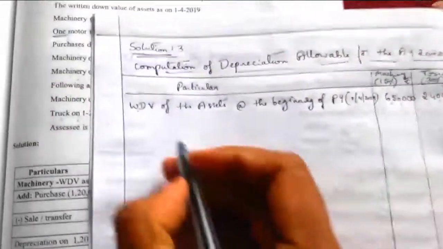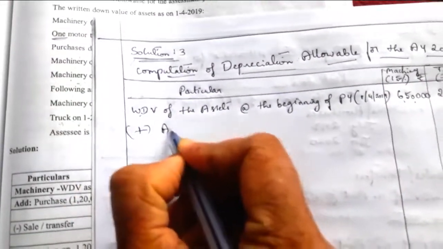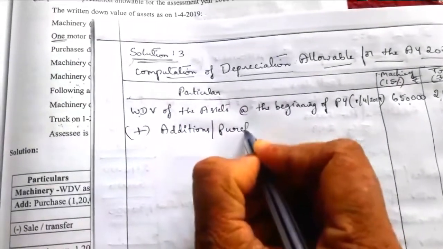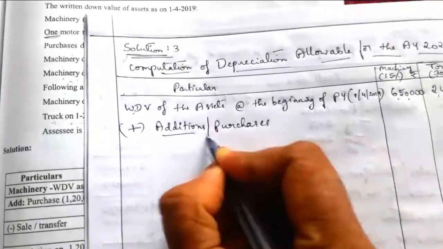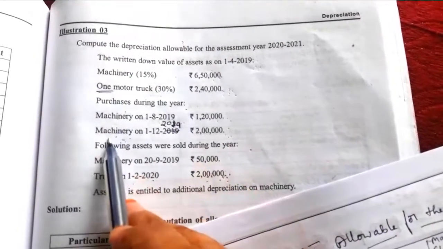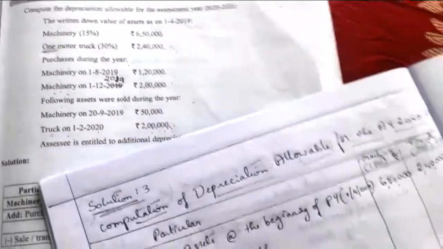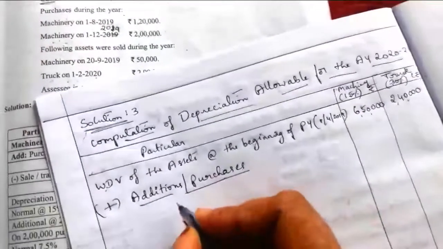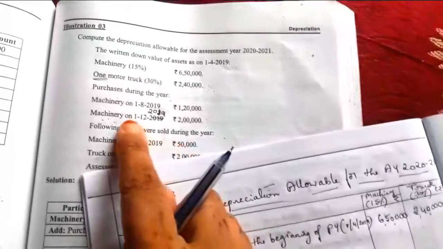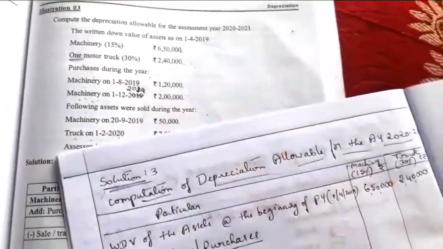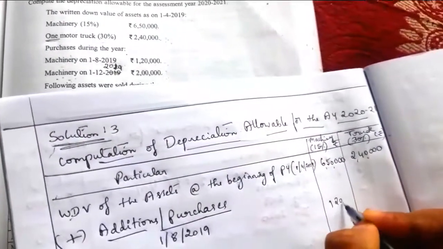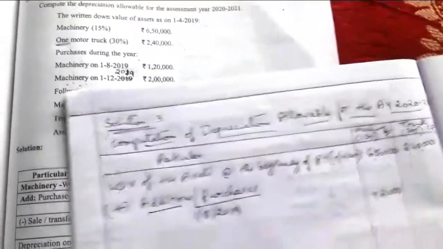So next we have to add additions or purchases made during the year. Under additions and purchases, see here, purchases during the year. There are two purchases. One is machinery, the asset purchased on 1/8/2019. So we have to write the amount in the machinery column. How much? 1,20,000. And one more machinery purchased.